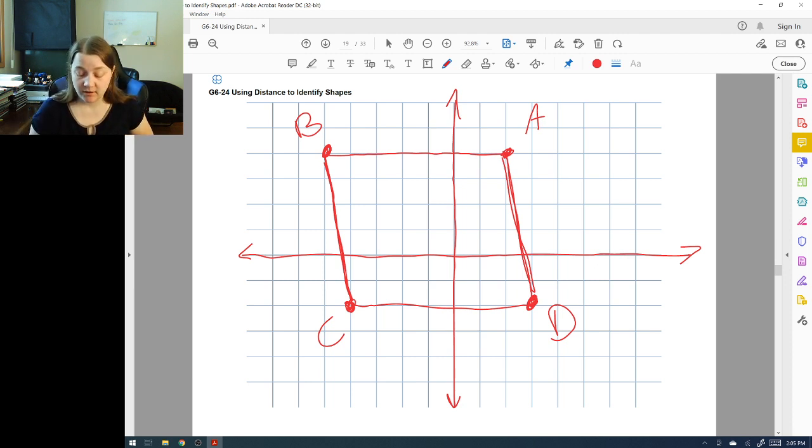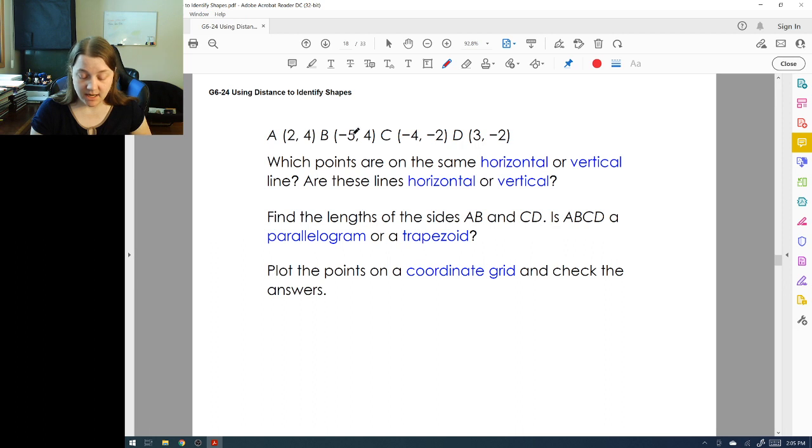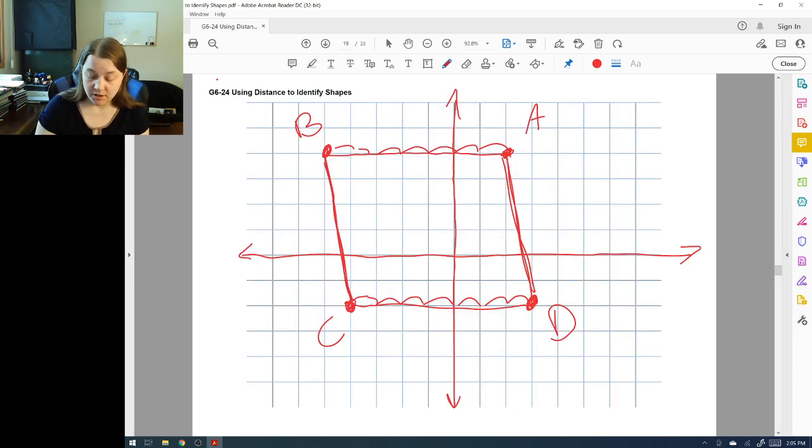But these are parallel lines because BA is 1, 2, 3, 4, 5, 6, 7 across. CD is 1, 2, 3, 4, 5, 6, 7 across. We could have also checked that by looking at BA and seeing that 2 and -5 are 7 across, and by looking at CD and seeing that -4 and 3 are 7 across, which means that this shape ends up being a parallelogram.